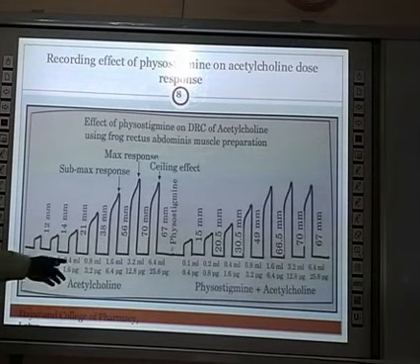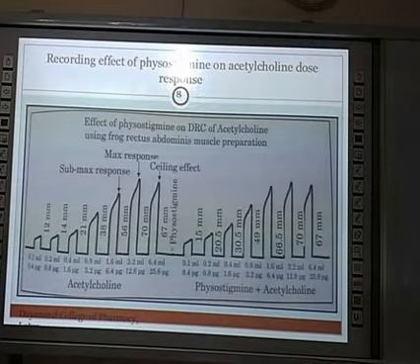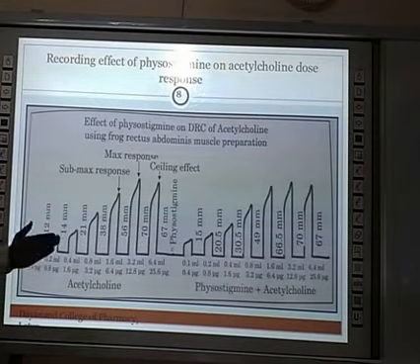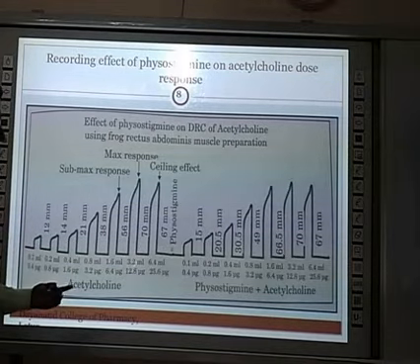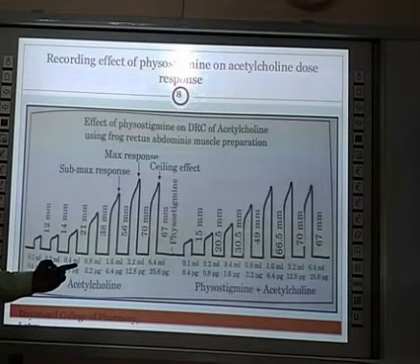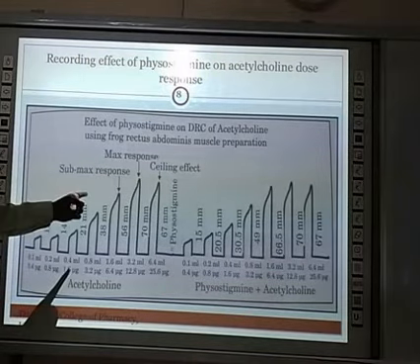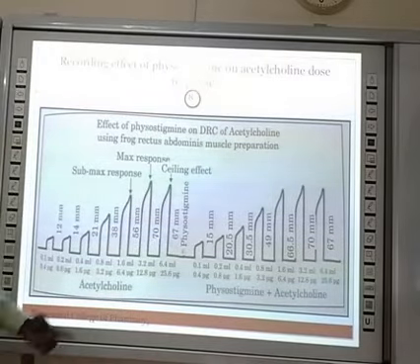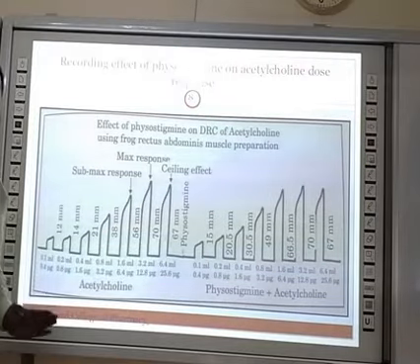Then the next dose gives 38 mm height. Then the next dose, 1.6 ml, gives 56 mm height. And look at the dose 3.2 ml, which shows the maximum response, that is 70 mm height. So it is the maximum response, so consider that response as 100% response. Consider that dose, 3.2 ml, as a 100% effect.